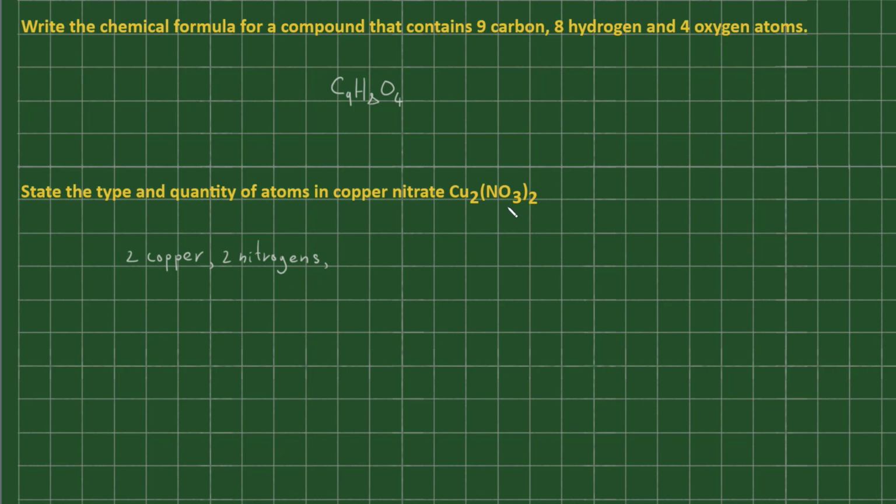However, that is not the end of the story. This O3 sits inside the bracket, and outside of the bracket, I have a 2. So again, I have to apply a little bit of mathematics. 2 multiplied by 3 gives me 6. So I have 6 oxygens. So in summary, I could say that copper nitrate contains 10 atoms: 2 copper atoms, 2 nitrogens, and 6 oxygens.